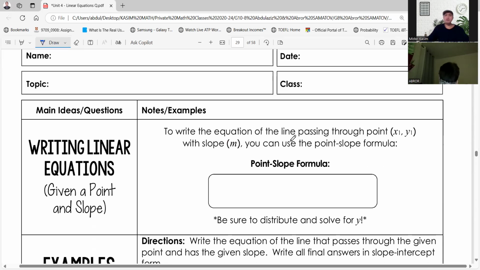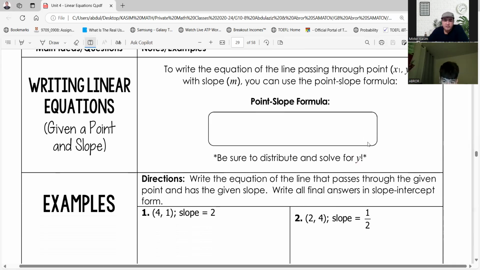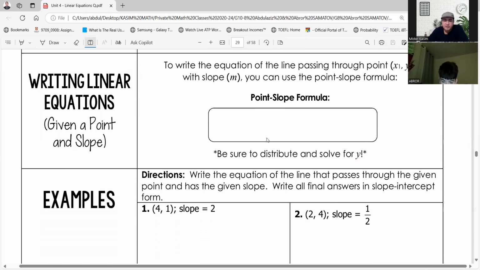Now we'll learn how to write the equation of a straight line. Let me just write here. Okay. Now we'll practice how to write the equation of the straight line. Can you read this, Abror?